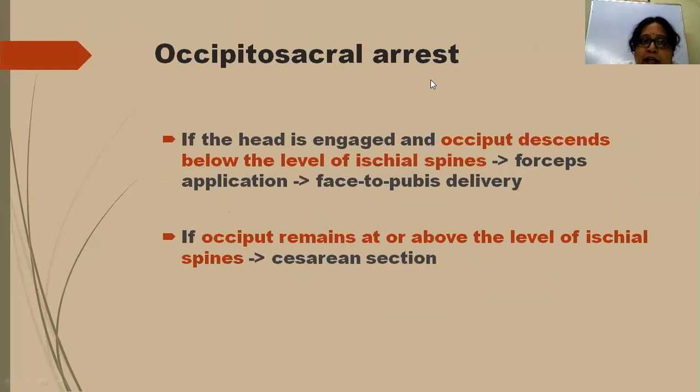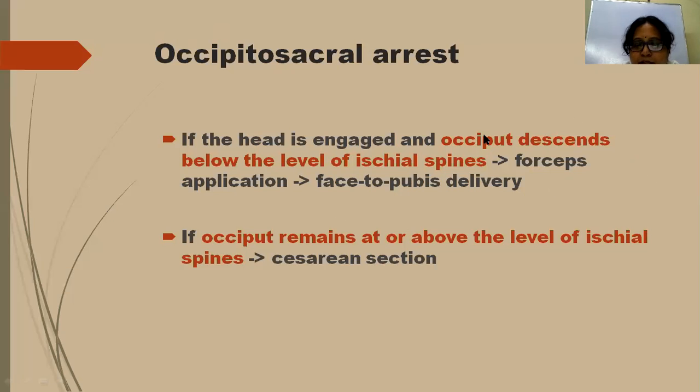Occipitosacral arrest is when the arrest occurs in the oblique diameter. If the head is engaged and the occiput descends below the level of the ischial spines, then you can apply forceps and do a face to pubis delivery. If the level remains above the ischial spines, we go for cesarean. Nowadays, even in the above, if there is an arrest, in both conditions we are going for cesareans.